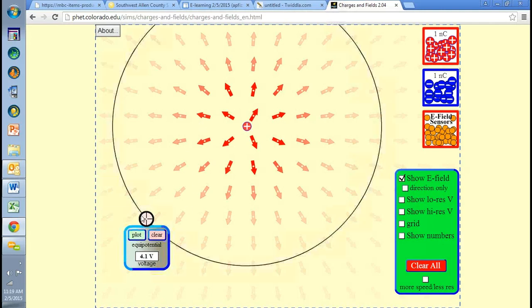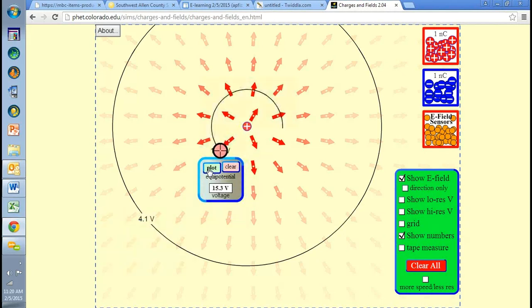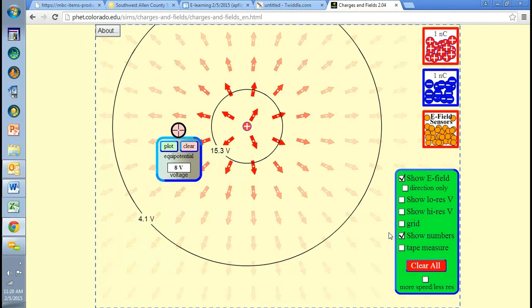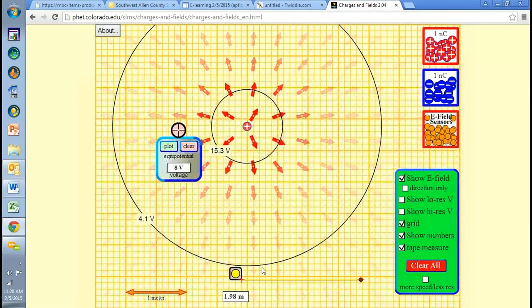But you can hit plot, and it's going to tell you your numbers. It's going to tell you what your voltage is. 4.1. I can plot. And I can even see my grid. I can put a tape measure in here. And what I want you to do is I want you to plot the voltage versus the distance away. So I can find my distance away from this charge. Put it there. And I know what my voltage is, and so I can do voltage versus distance, okay?